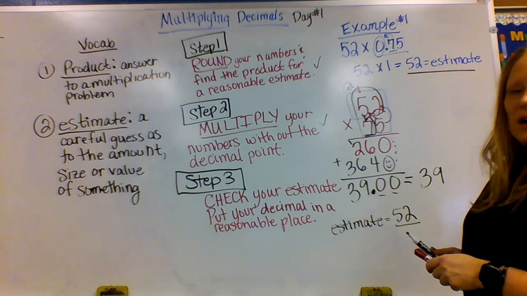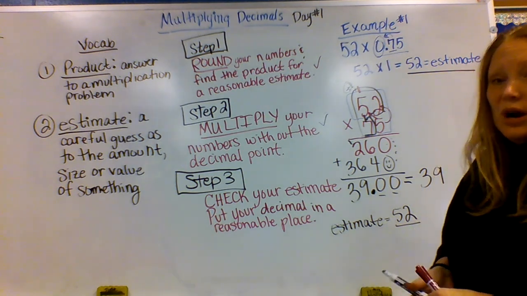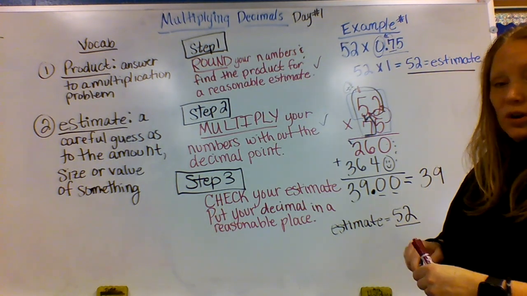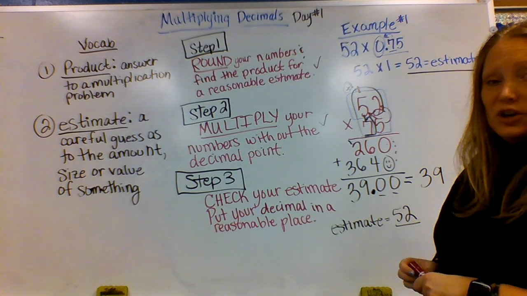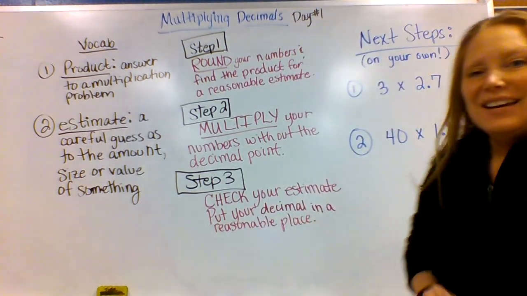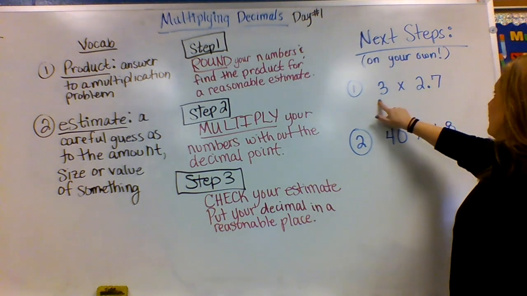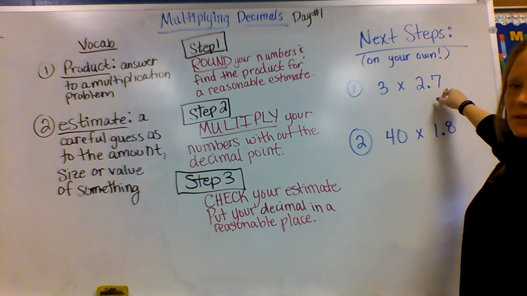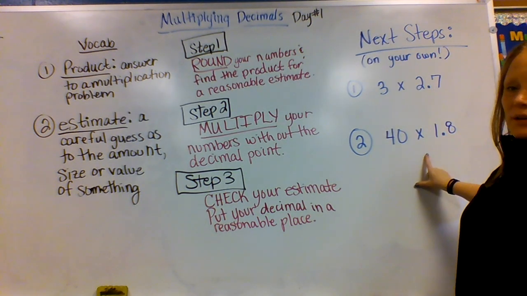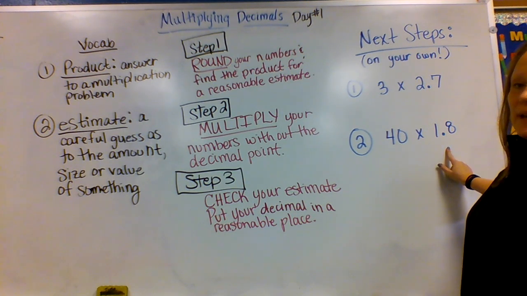All right. We are going to now do some problems on your own. Okay, you're going to do some problems on your own. So go ahead and you're going to write these next problems down on your paper and then you're going to answer them in Echo. Okay? Here are your next two problems that you're doing on your own. Okay? You have 3 times 2 and 7 tenths, and you have 40 times 1 and 8 tenths. Okay? 40 times 1 and 8 tenths.